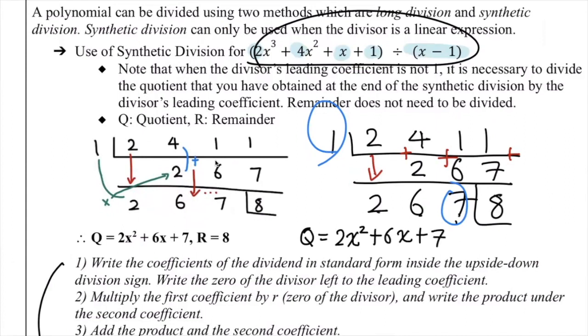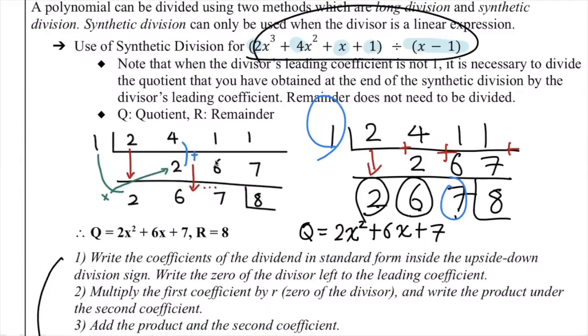Because there are 3 numbers, we're going to assume that the last number is the constant, the second number is the coefficient of the x term, and the first number is the coefficient of the quadratic term. If you have 4 numbers, you're going to assume that the first number is the coefficient of the cubic term, the second number is the coefficient of the quadratic term, the third is the coefficient of the linear term, and the fourth is the coefficient of the constant term. So essentially, we're able to find what the quotient is.